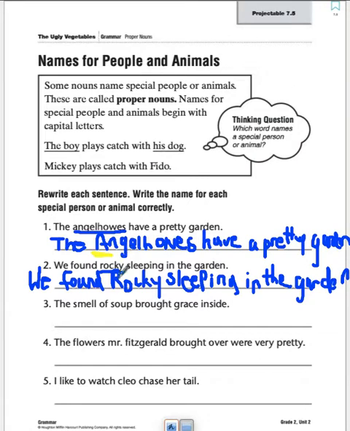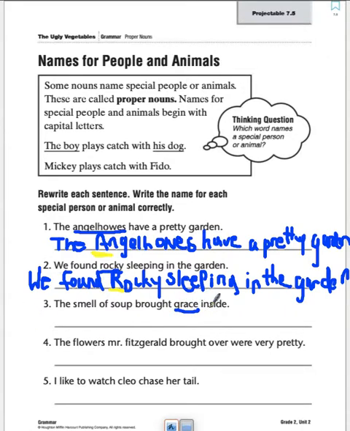So here is my capital letter R for Rocky. All right. The next sentence says, the smell of soup brought Grace inside. Well, who is the special person or animal in that sentence? Who are we talking about? Probably Grace. Grace is the name of a girl.